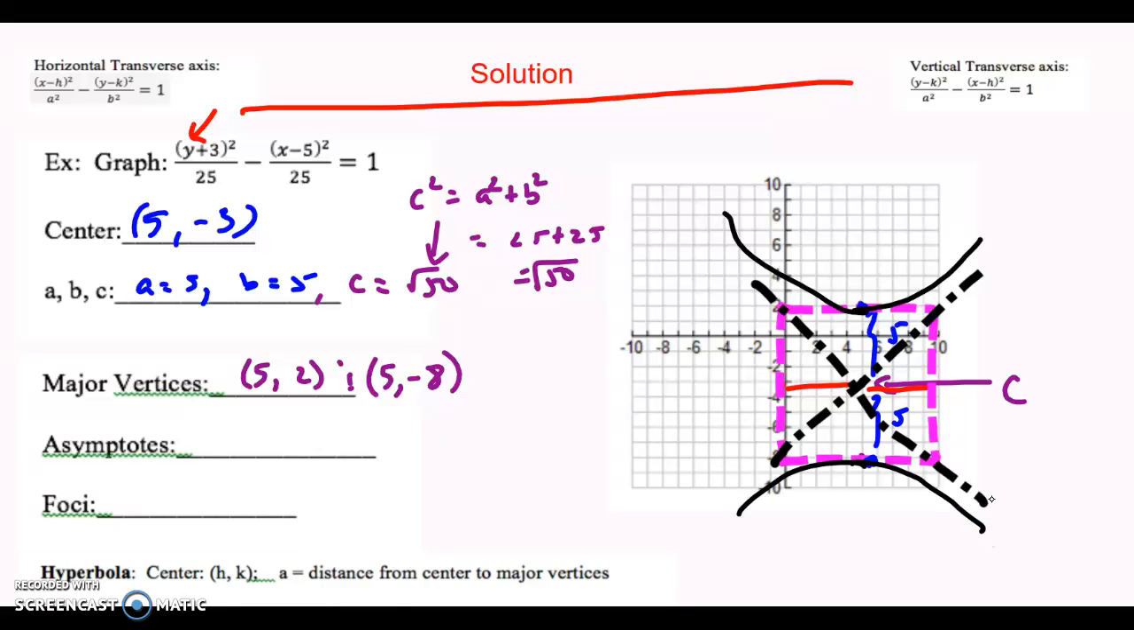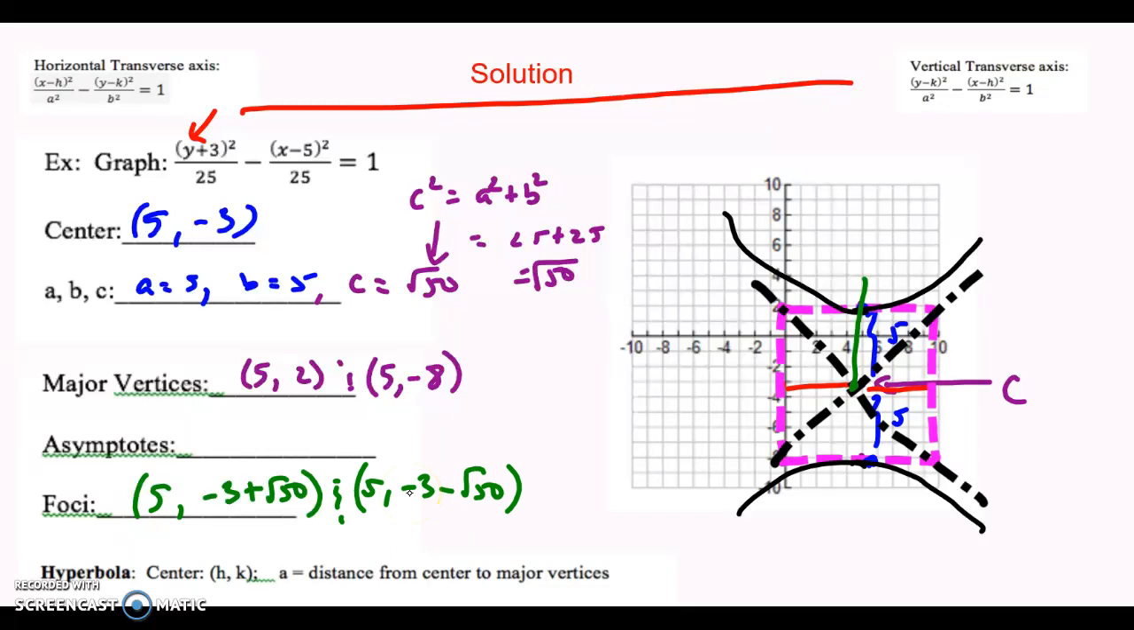To find the foci, again, since I am going in a vertical direction, I'm going to need to add to the y value of the center, and I have my c value here. So one focus is going to be going up root 50, which means that the coordinate of it will be the same x-coordinate as the center, 5, comma, negative 3 plus root 50, and 5, comma, negative 3 minus root 50.